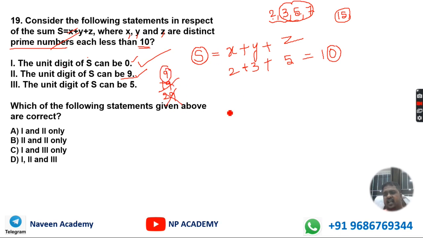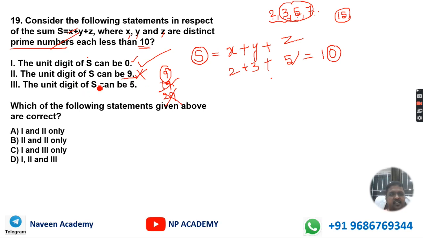Is it possible to get 9 as the sum of 3 numbers? See, we can get 2 plus 7, 9, but I want 3 numbers. So here 2, 3, 5 gives 10, not possible, 2, 3, 7 gives 12, not possible, 2, 5, 7 gives 14, not possible, 3, 5, 7 not possible. So the second statement is wrong. We cannot get the unit digit 9.